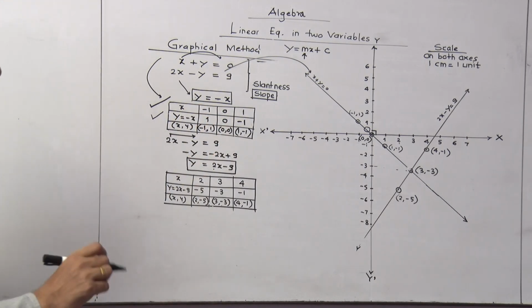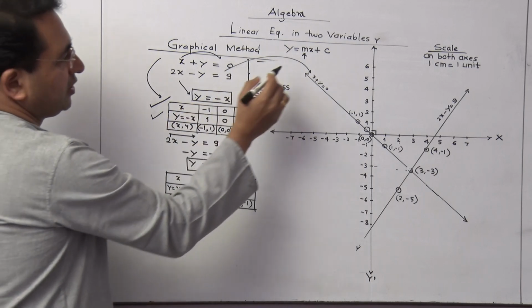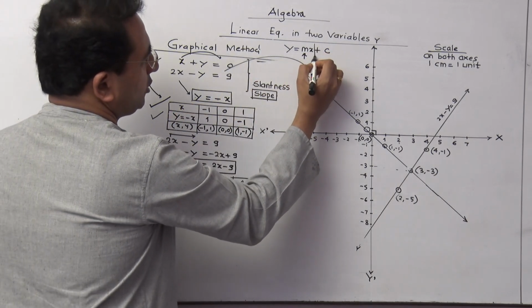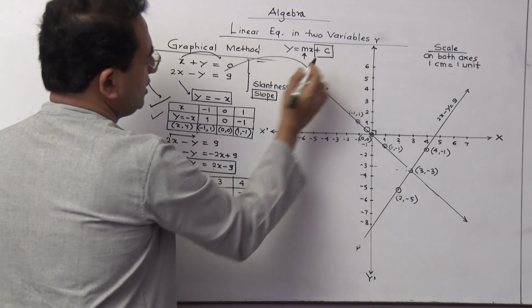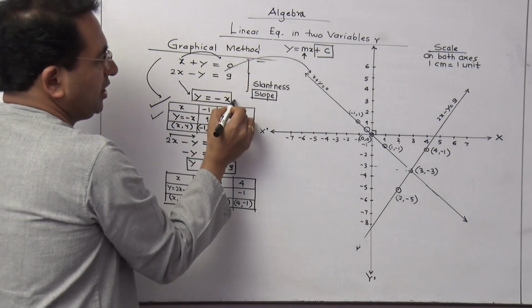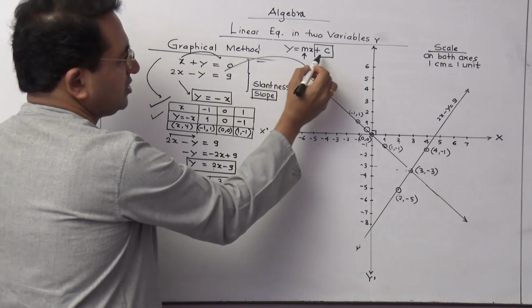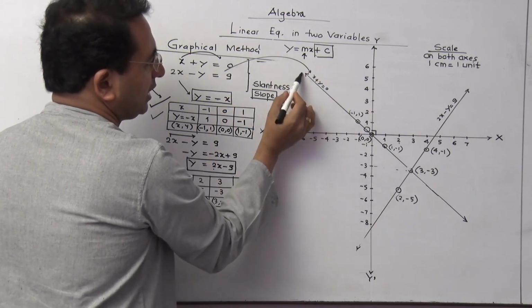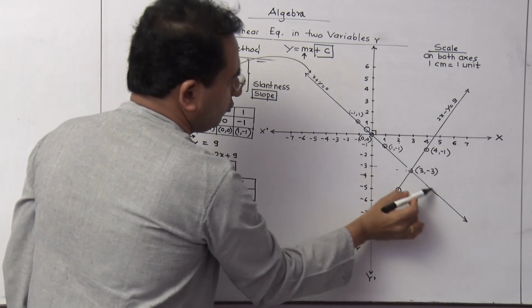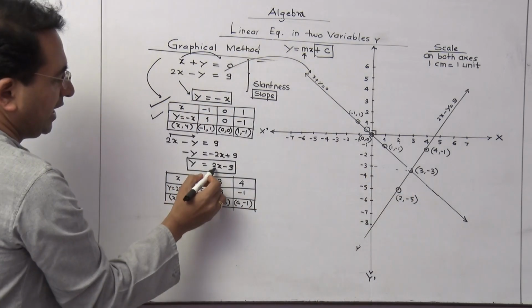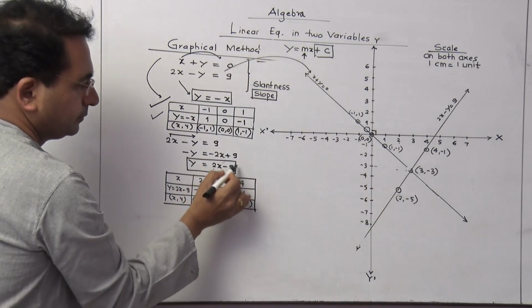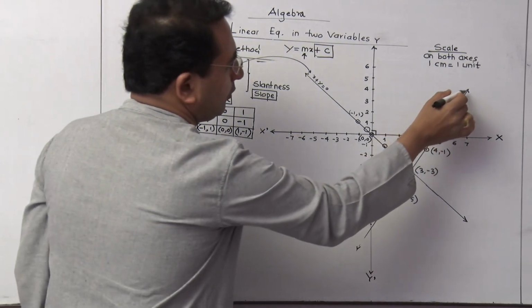One more thing I want to clarify here. There is an equation of this type, y is equal to mx plus c. Now in this question, c is 0. So in an equation where this part is not coming, that line will always pass through the origin. If the line has a constant, that line will never pass through the origin.